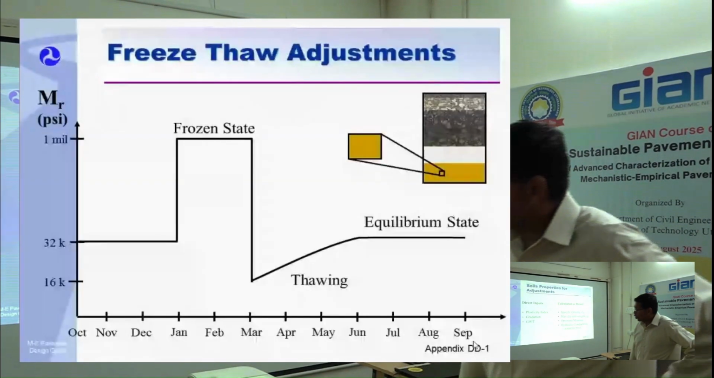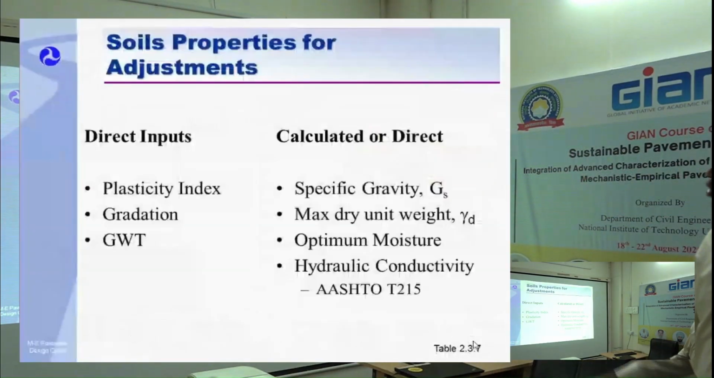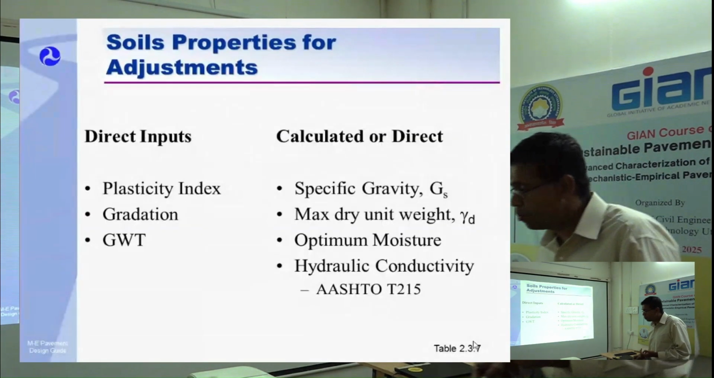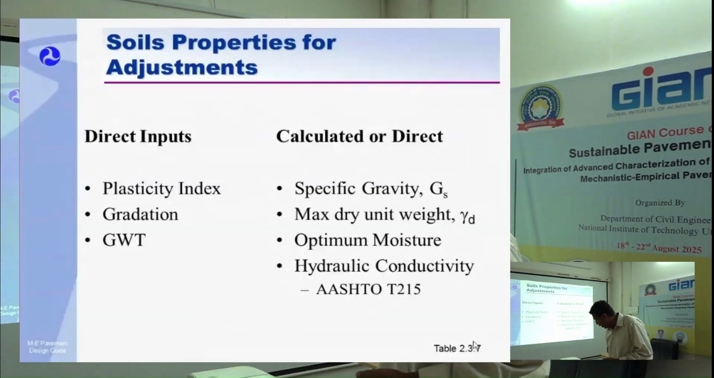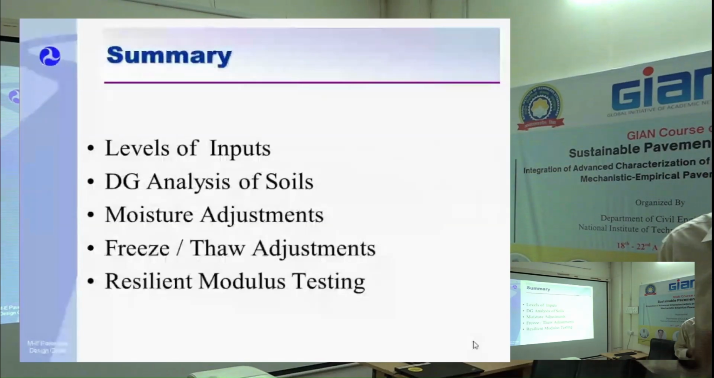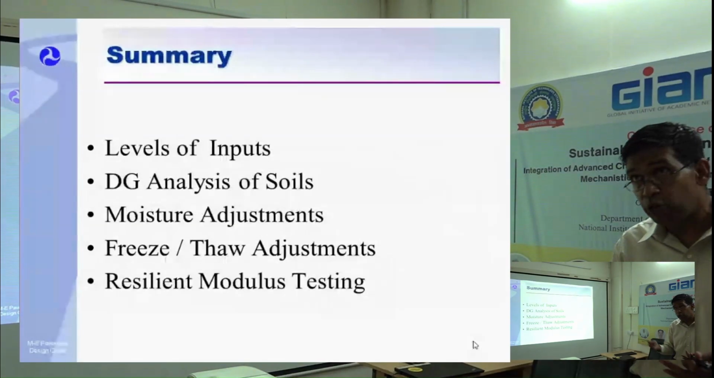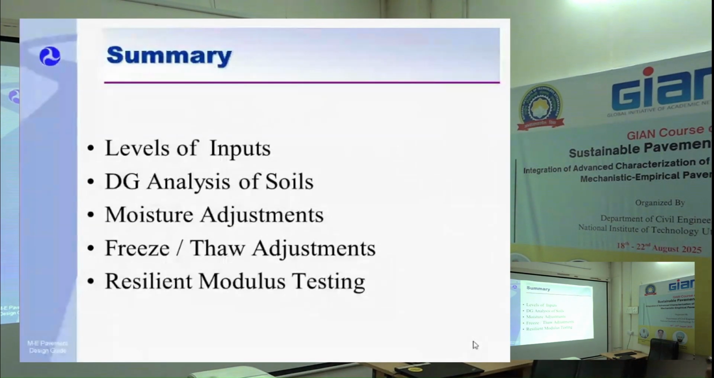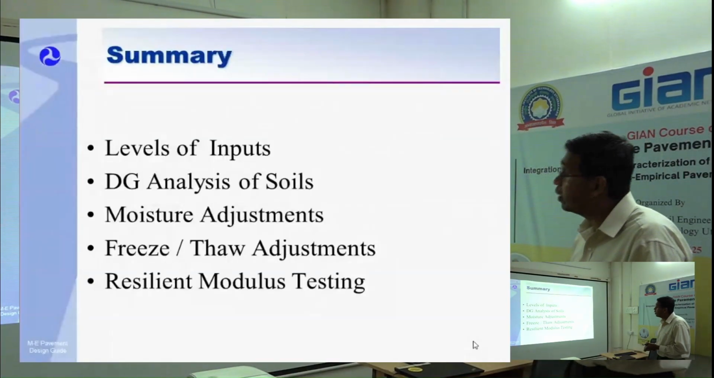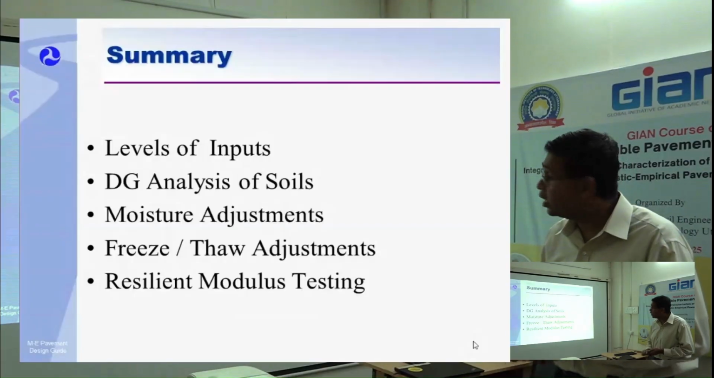Soil adjustment: plasticity index, gradation, and GWT. What is GWT? Groundwater table, great. Specific gravity, maximum dry unit weight, optimum water content, and hydraulic conductivity. Very good. Again, in summary, the levels of input, level 1, level 2, level 3, all need to be evaluated. For the design guide analysis of soils, you have to do moisture adjustment, freeze-thaw adjustment, and resilient modulus testing.